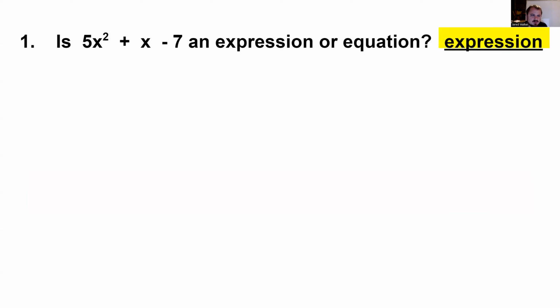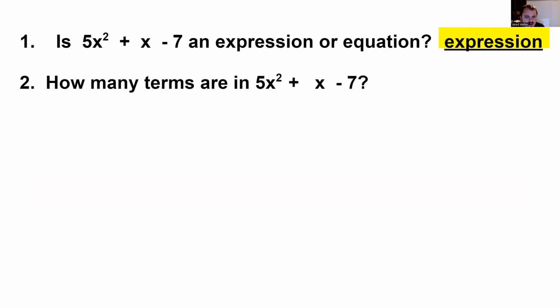All right, so 5x squared plus x minus 7. This is an expression. You have no equal sign. How many terms are in 5x squared plus x minus 7? There are 3 terms. The first term is 5x squared, the second term is x, and the third term is 7. Your pluses and minuses separate your terms. So term 1, term 2, term 3.